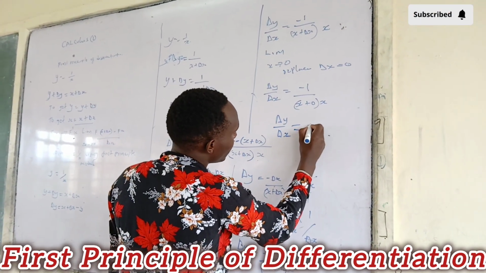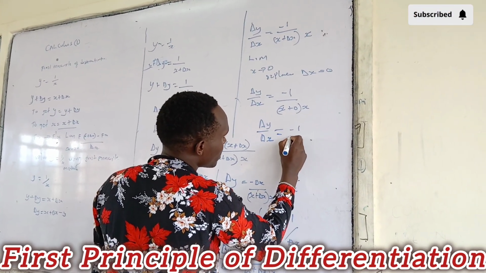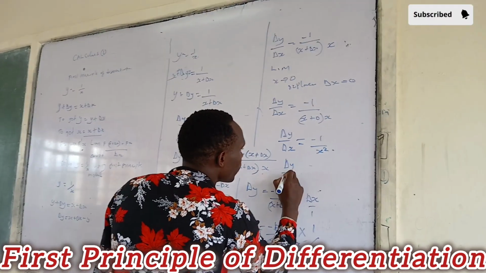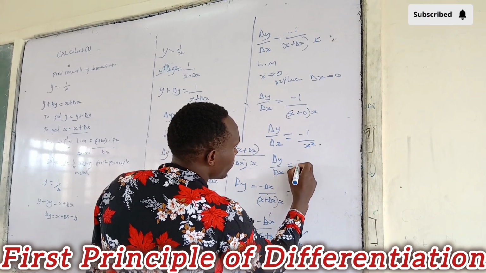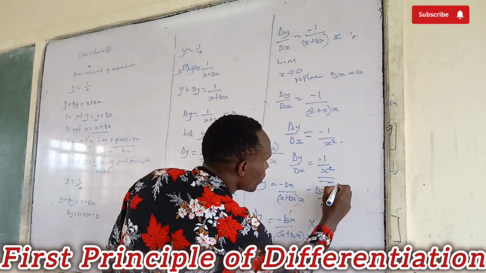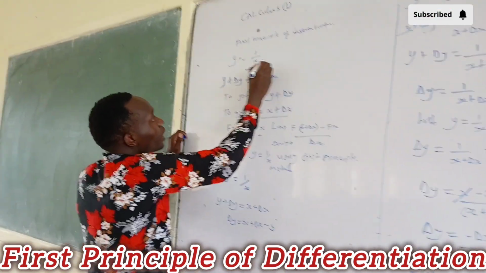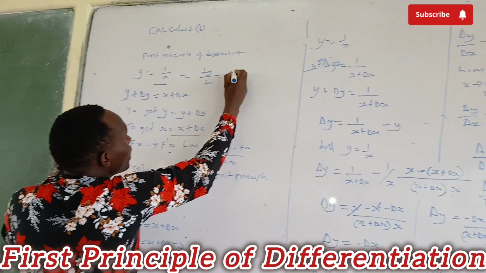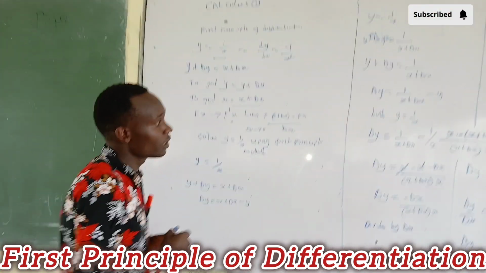So my final answer, change in y over change in x, is equal to negative 1 over x plus 0, that is x, multiplied by x, that is x squared. So this is my final answer, change in y over change in x is the same as negative 1 over x squared. And if you use the general method to differentiate this equation, you will get that dy over dx is equal to negative 1 over x squared. And now this is the final answer.